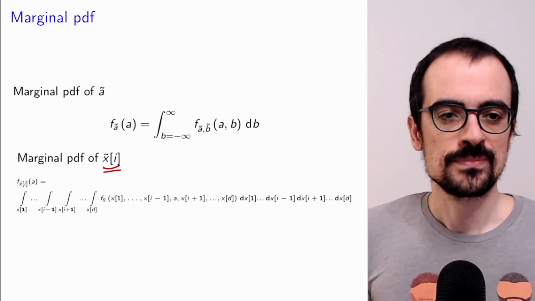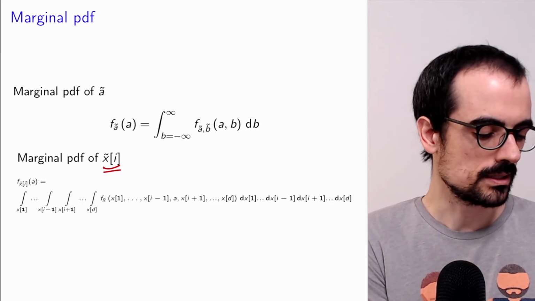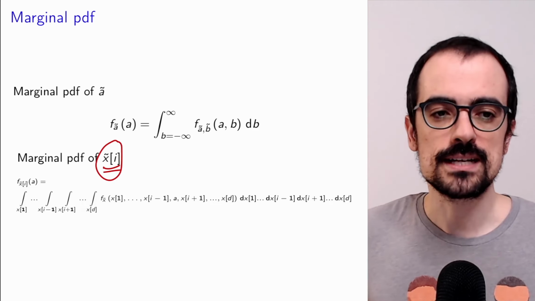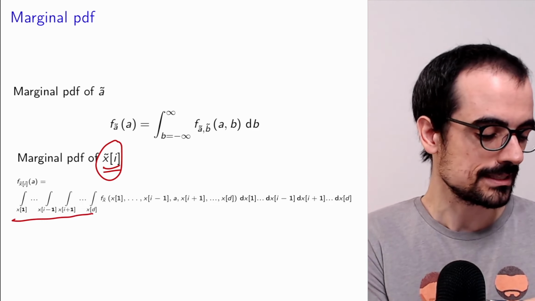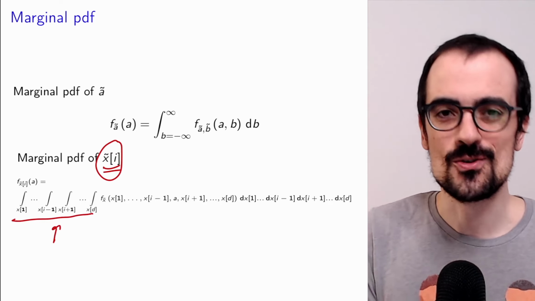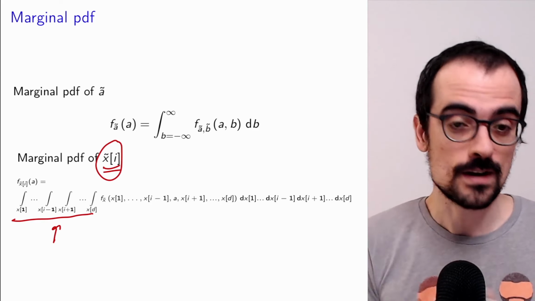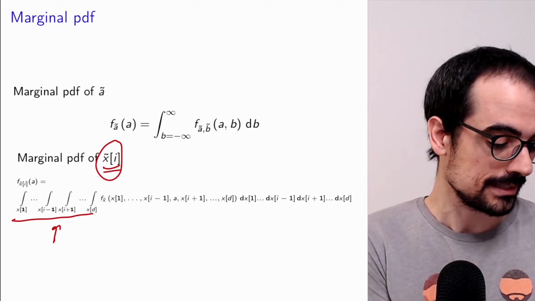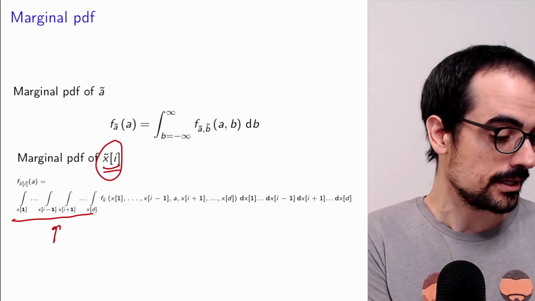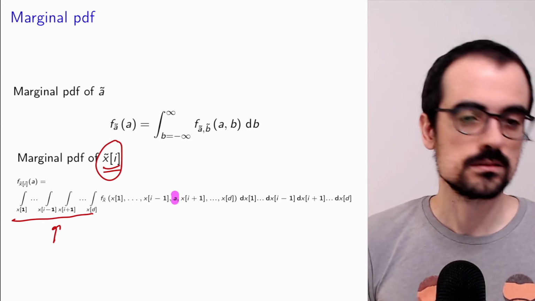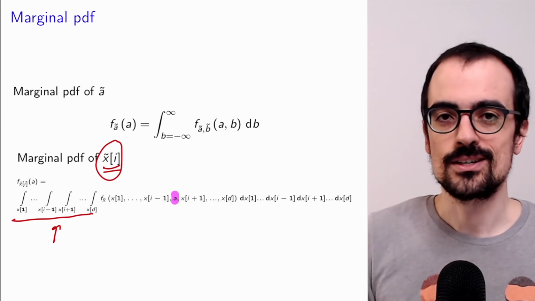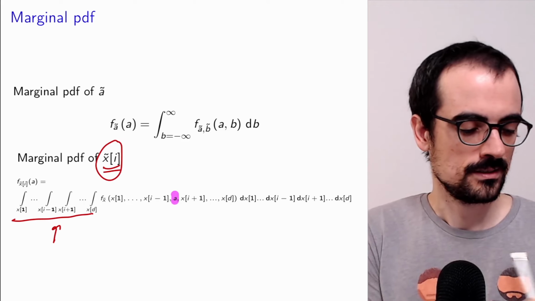It doesn't matter. So what are we going to do to isolate the behavior of the ith entry of the random vector? We're going to integrate over all of the other entries. So realize that here we're not integrating over the ith entry, we're integrating over everything else. All right? The ith entry here is fixed to equal A. Okay, and then we're integrating over all the rest.